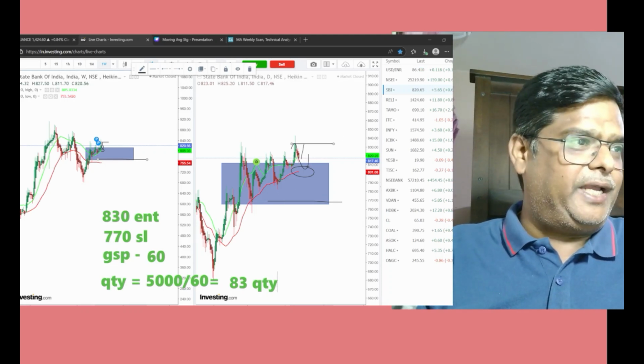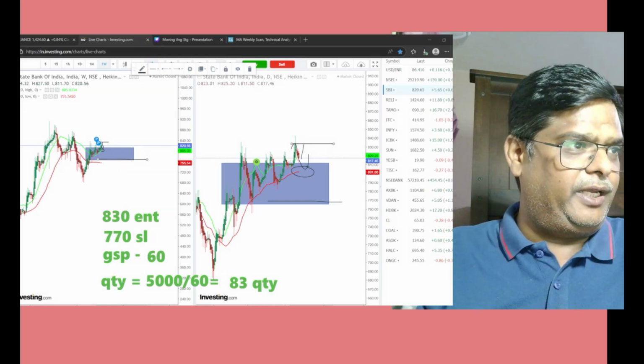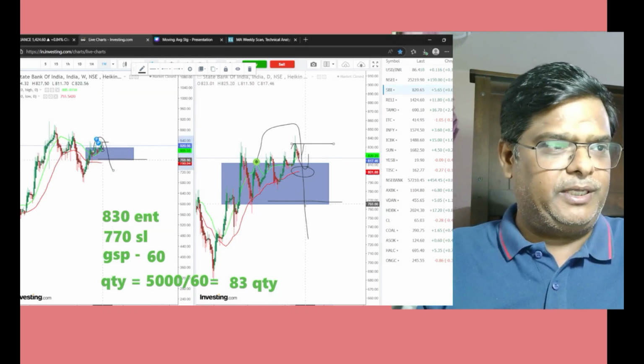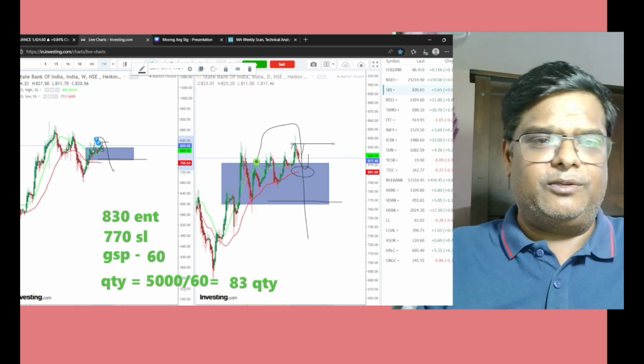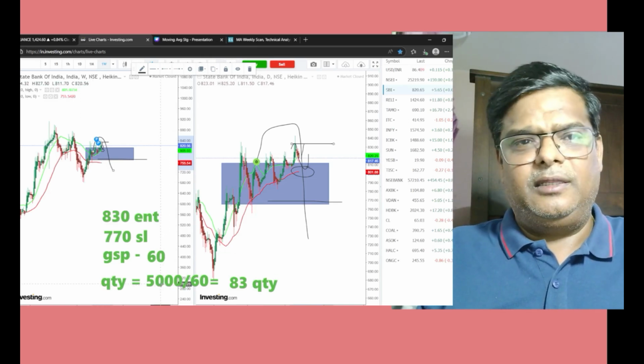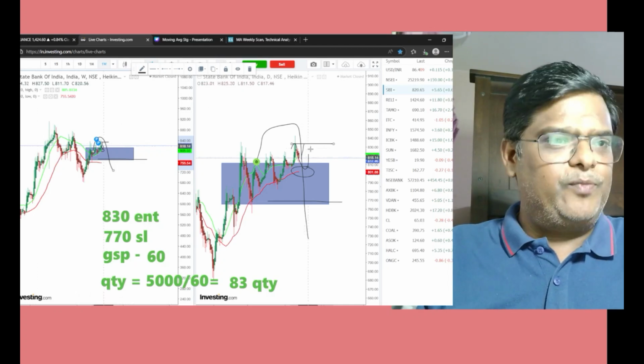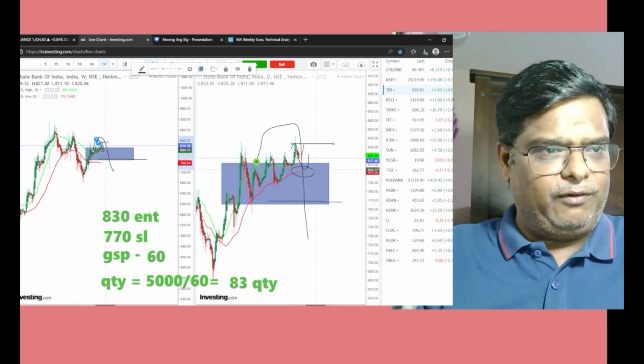Even if the price goes down against me, pulls back, and hits my stop loss, I will lose only 5000 rupees of my capital. That's fine. I analyzed it because the trend is up. Generally, if the trend is up, it will take the support nearby and come back and go up. The risk reward is very, very important. Always calculate the risk reward properly.